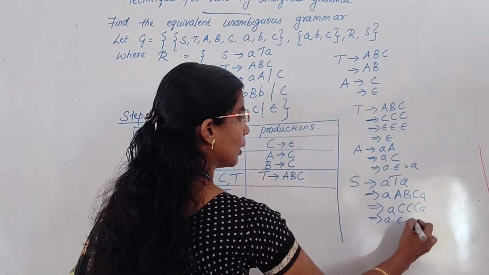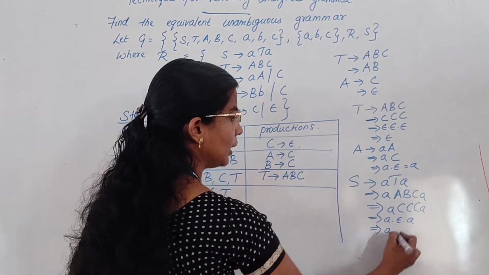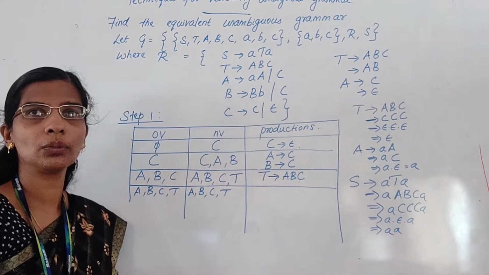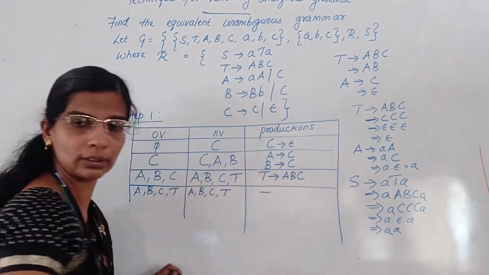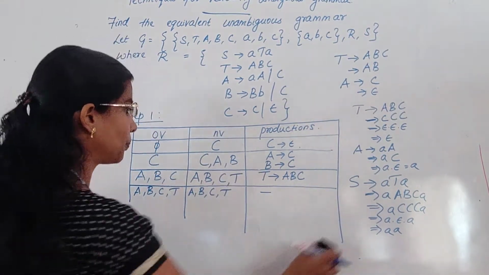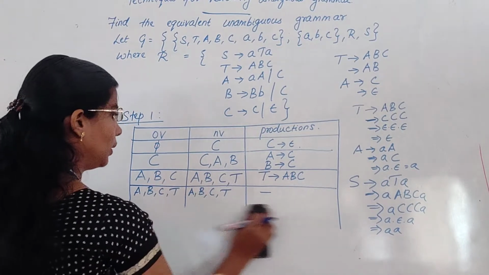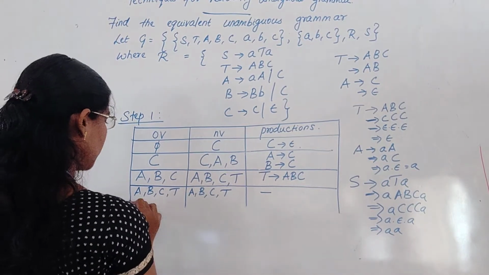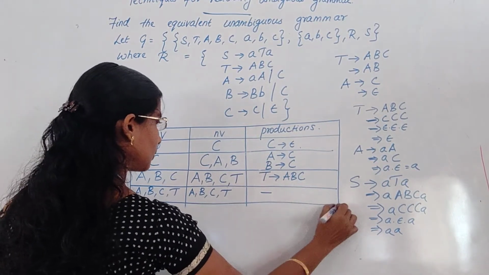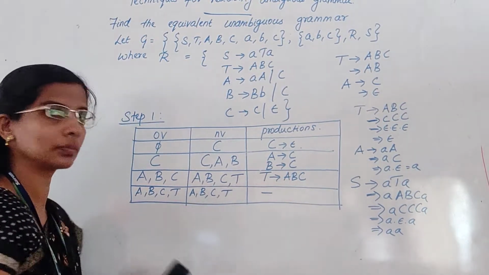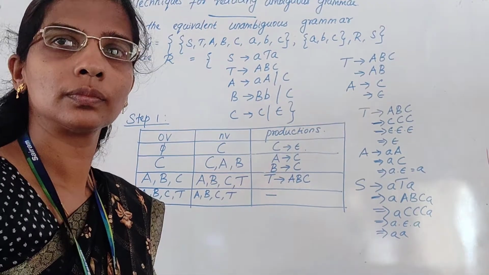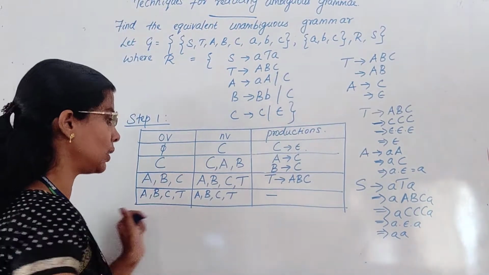Right? What am I getting? I am getting A. I am not getting only epsilon on the RHS. So I stop with this. So step 1 is over.